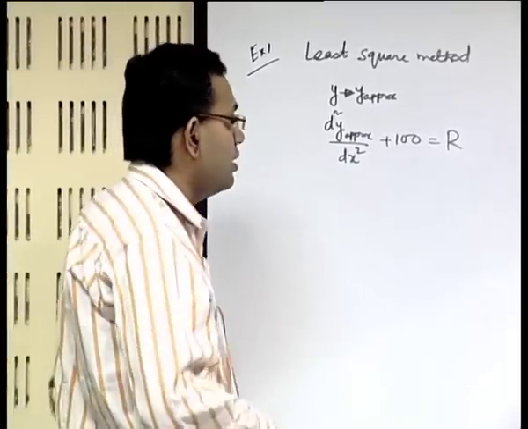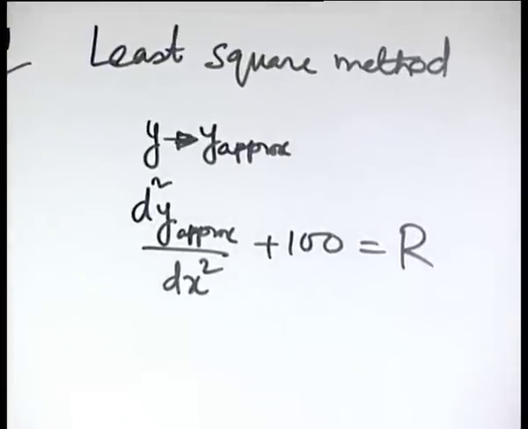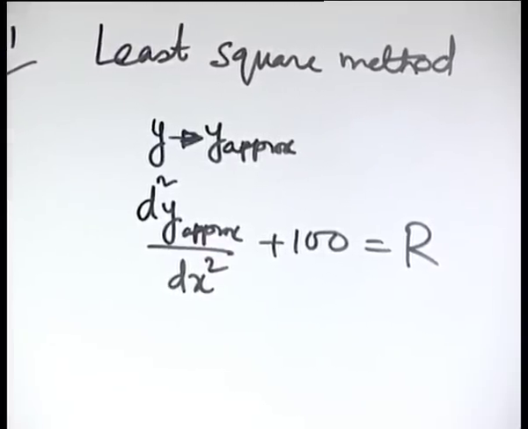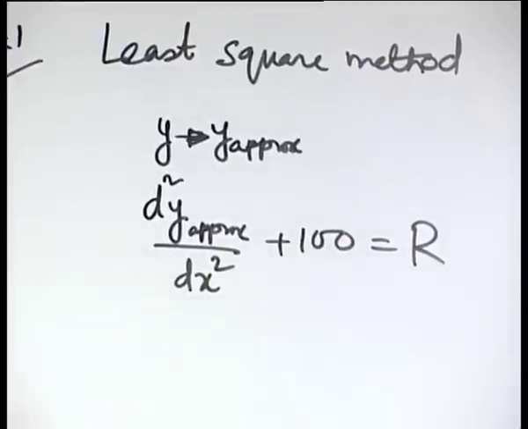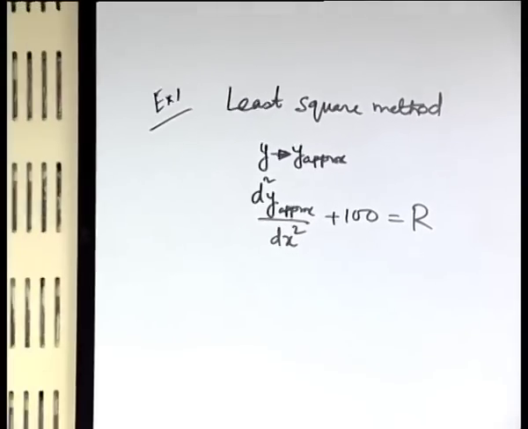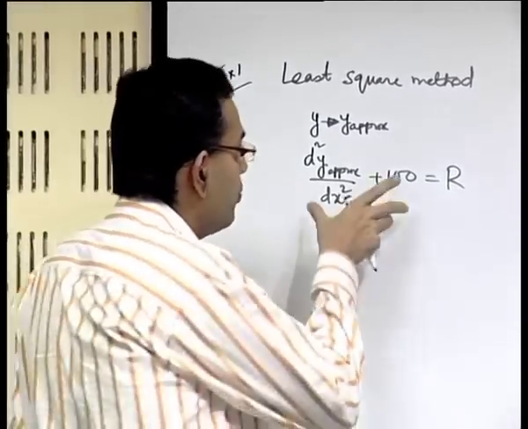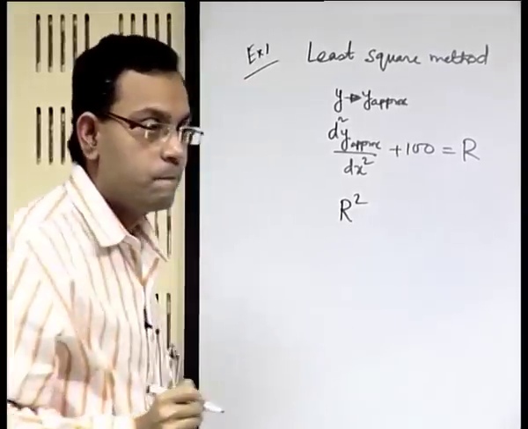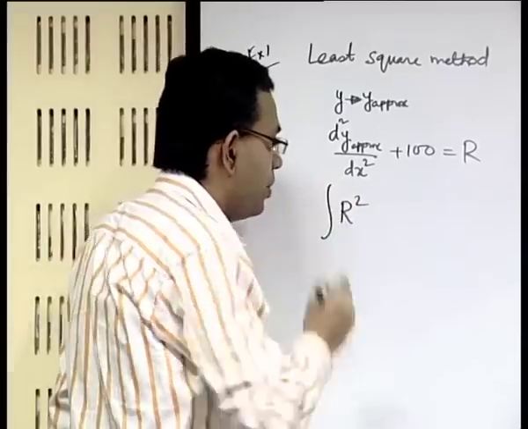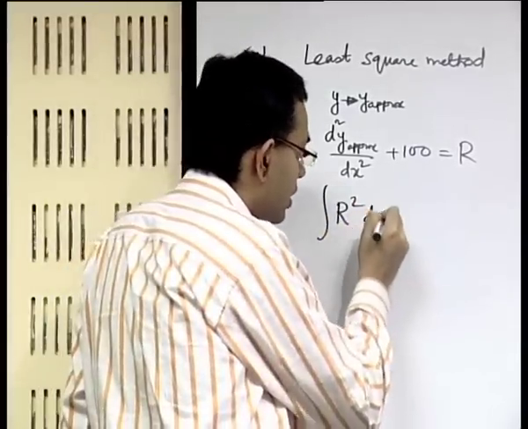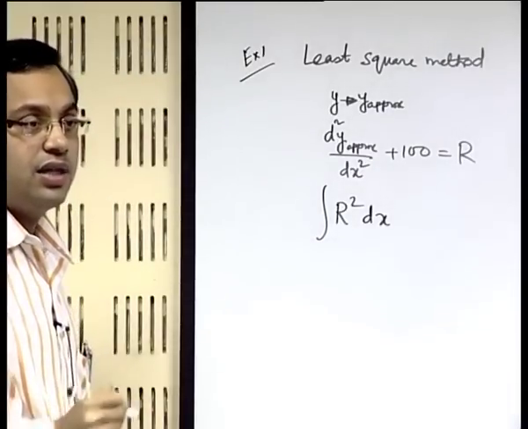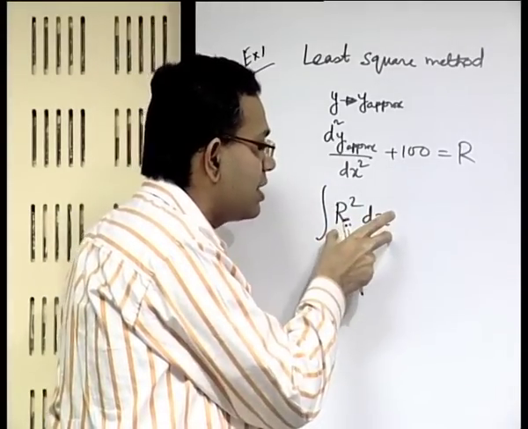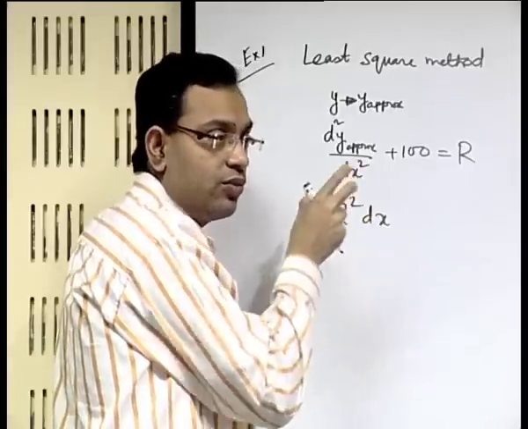So, what you are interested in? You are interested to minimize the value of this square of R. So, how do you do it? You find out what is R square, integrate it over the domain and try to minimize that. So, when you say that you are interested to minimize R square, you mean integrate to minimize the sum of R square. So, what you are trying to do?